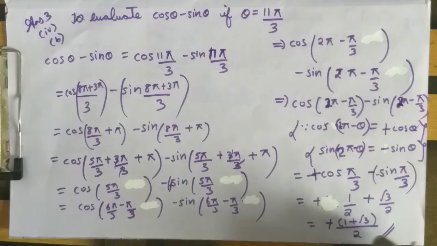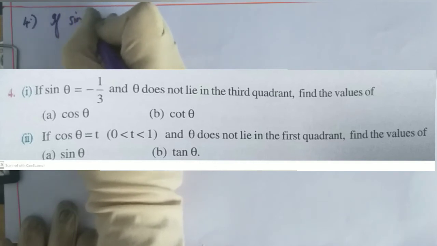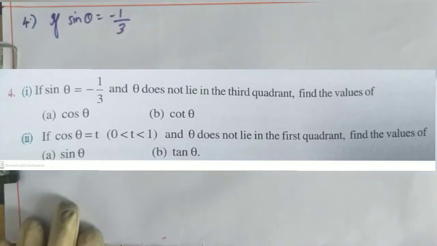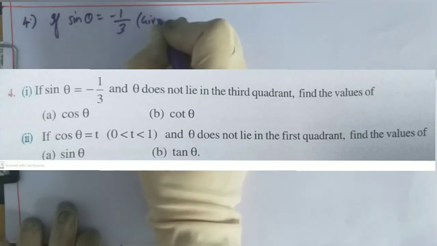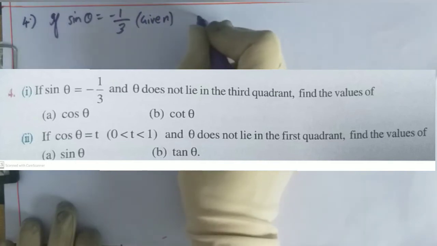See the fourth question. First bit is, if sine theta is equal to minus 1 by 3 and theta does not lie in the third quadrant, find the value of cos theta and cot theta. So in this question I have to find out the value of cos theta and cot theta. What is the hint given to me? It is given that sine theta is equal to minus 1 by 3, and it is telling that theta does not lie in the third quadrant.